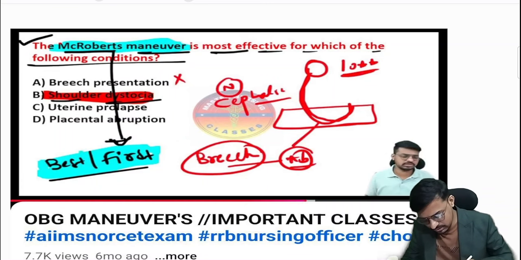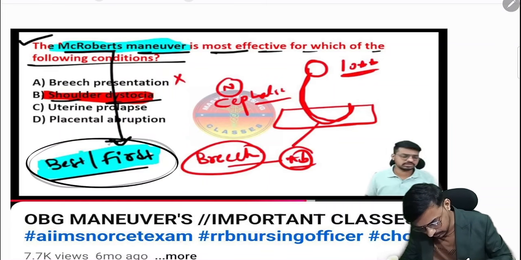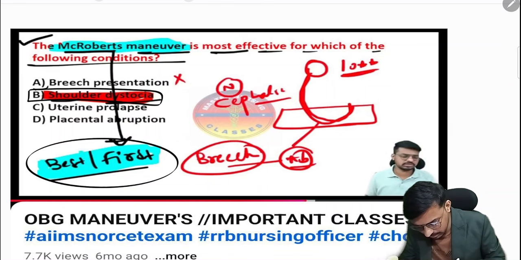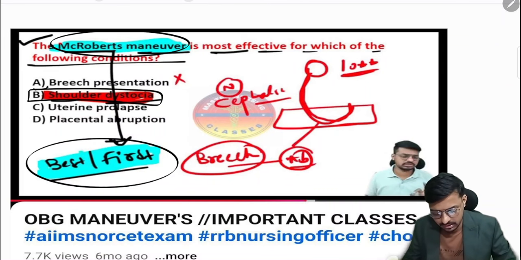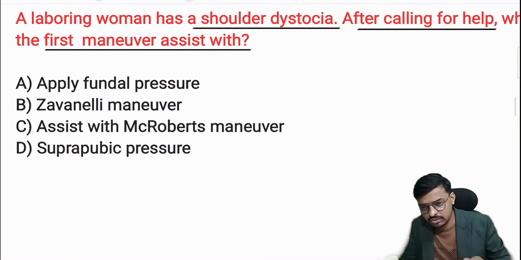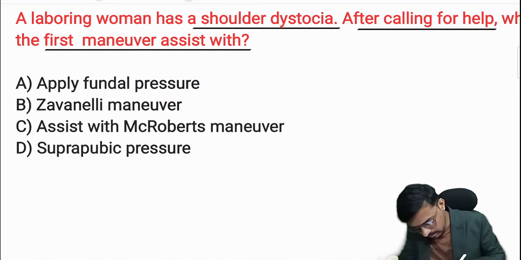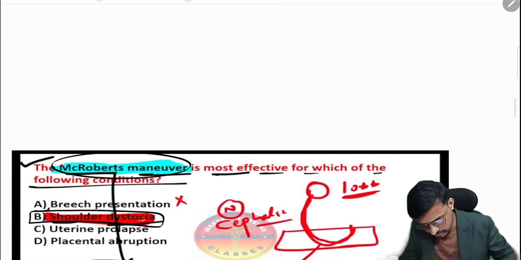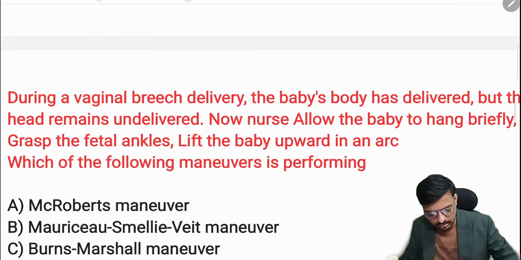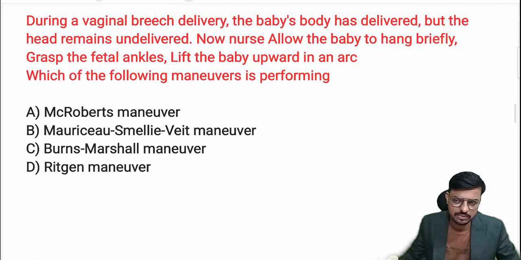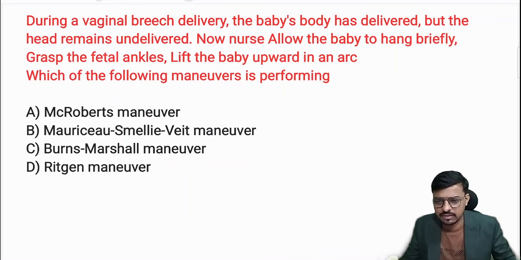I told in the class this was the first and best maneuver for the patient who is having shoulder dystocia: the McRoberts maneuver. The direct question came in your exam from the Master Nursing Classes, the very important obstetric maneuver classes. So the answer for this question is yes, assist with the McRoberts maneuver is the correct answer, right? Very important for you all. Here comes the next question. And the question you saw above was repeated multiple times in your test series also, right? So the next question is here.